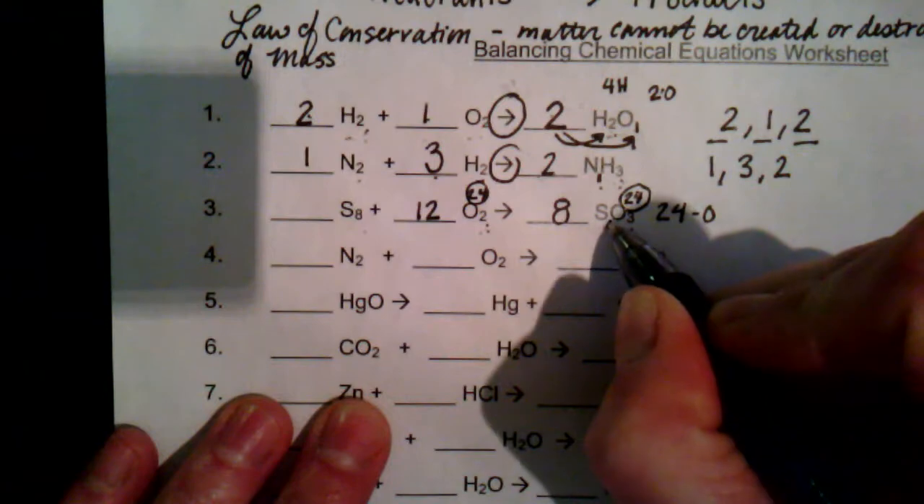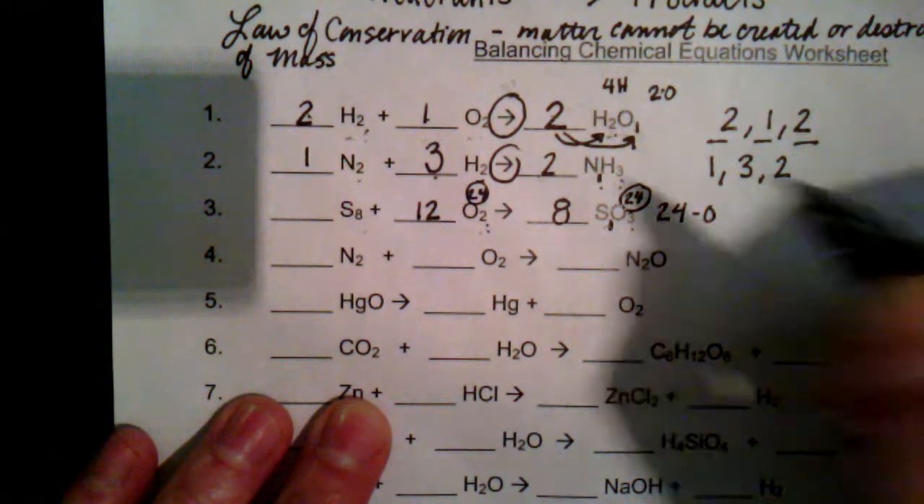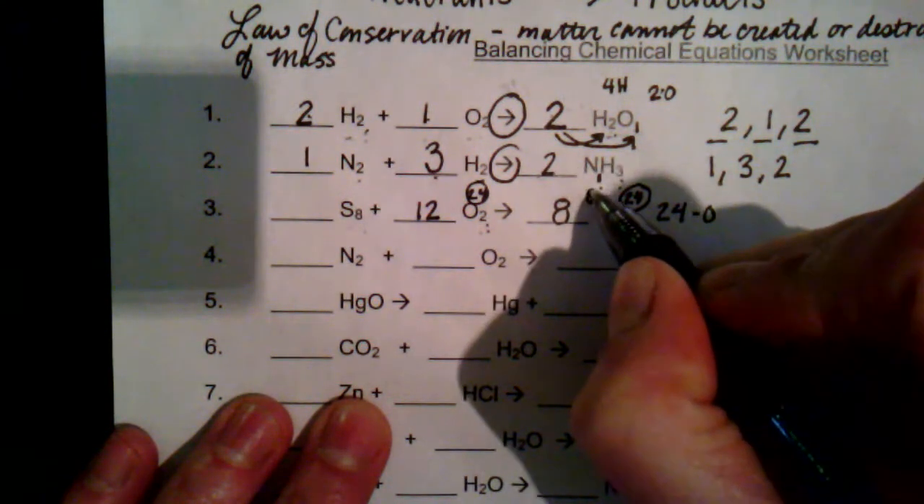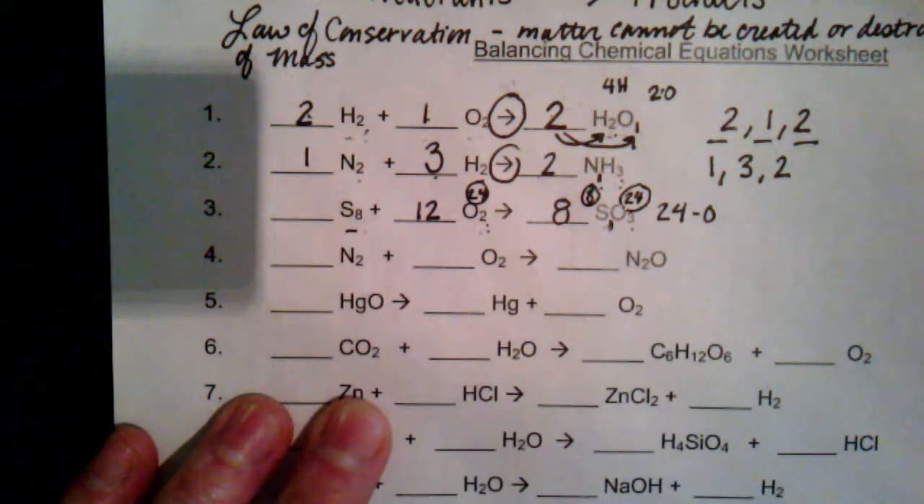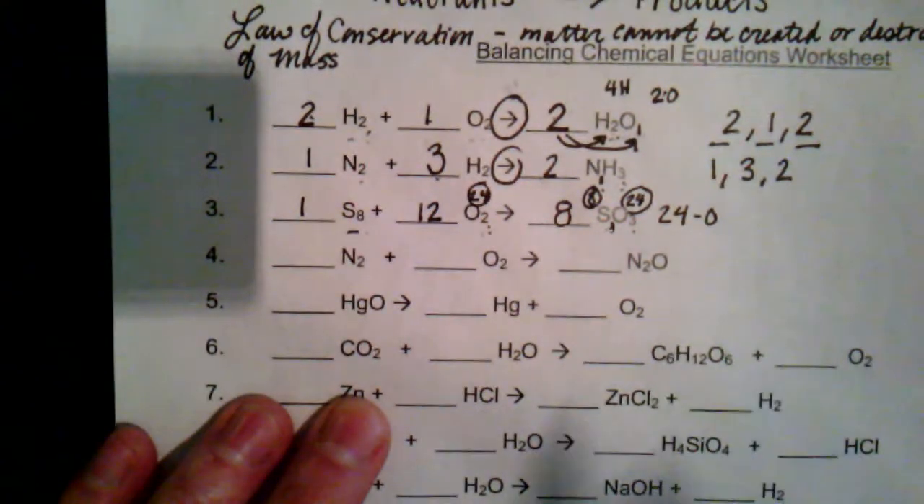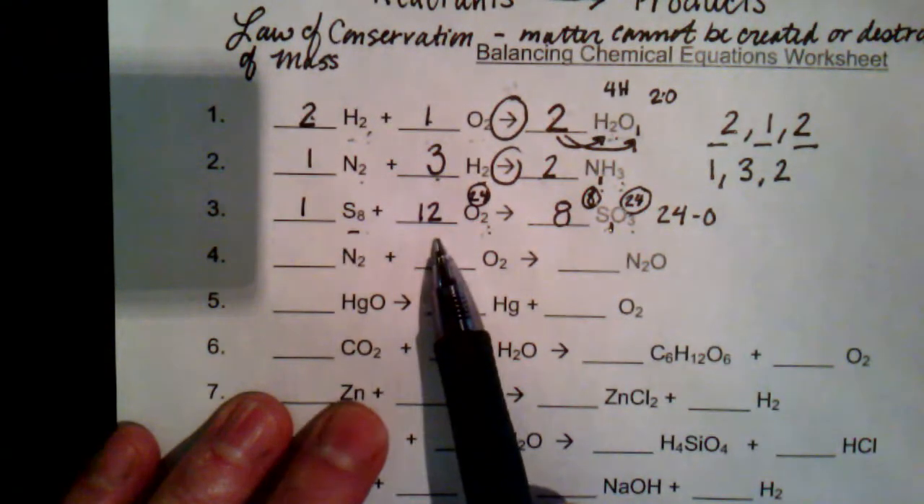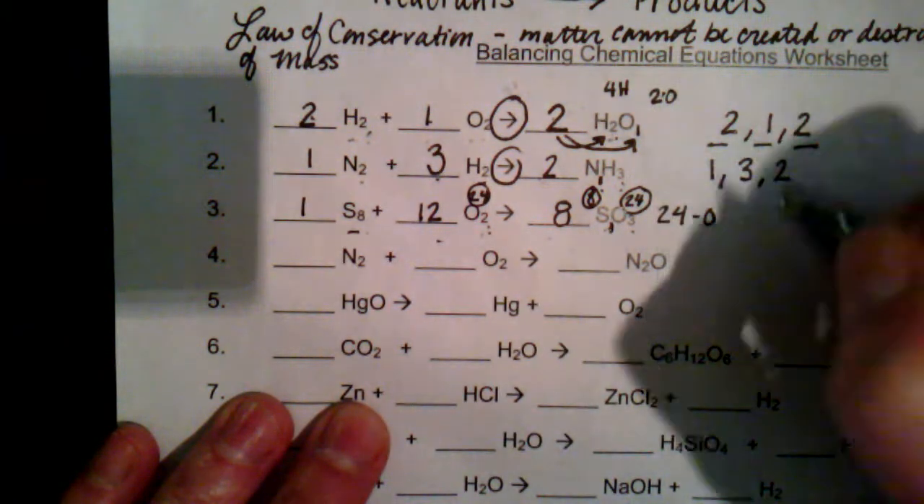And remember, it's like there's a 1 here for sulfur. 8 times 1 is 8. And then we already had an 8 subscript there. So the coefficients are 1, 12, 8.